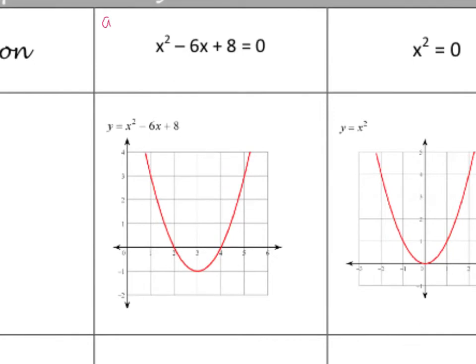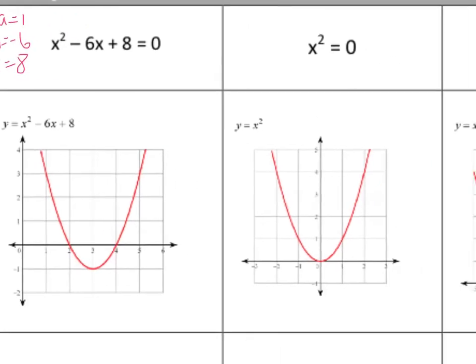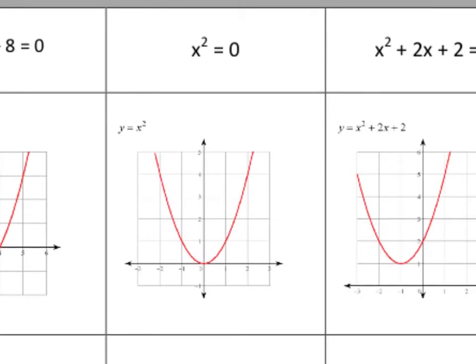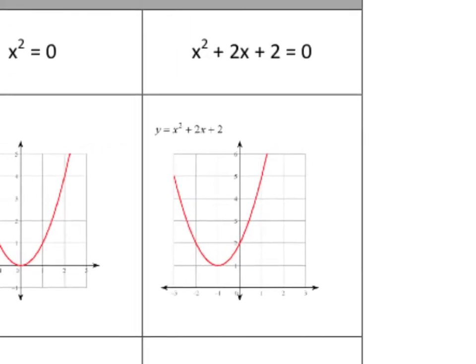So in this case, A is equal to 1, B is equal to a negative 6, and C is equal to 8. The next one, we have A equal to 1, B is equal to 0, and C is equal to 0 because there are no terms there. And the last one, A is equal to 1, B is equal to 2, and C is equal to 2 as well.